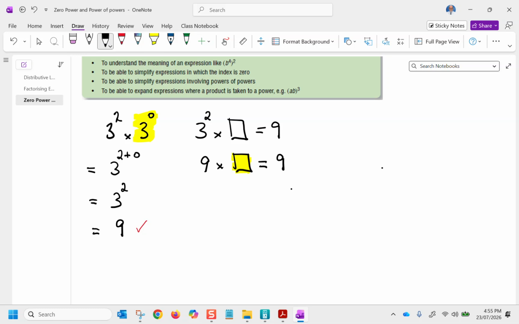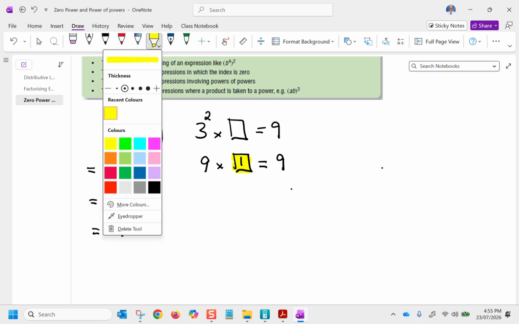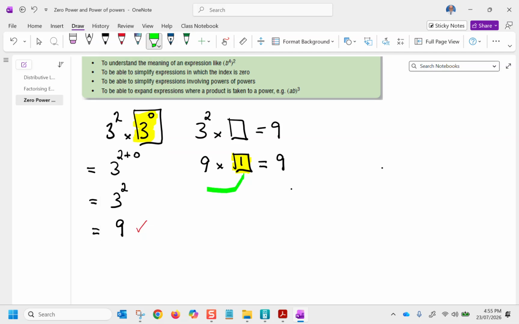Now, what number could we put in this box to make this true? We could put the number 1, because 9 times 1 is 9. And that's really the trick to understanding this, that the number 1 is doing exactly the same job as 3 to the power 0.